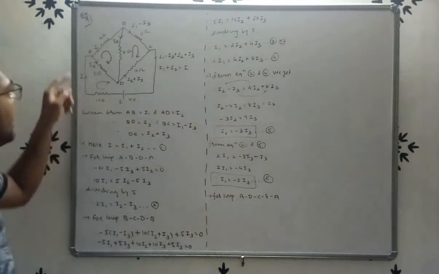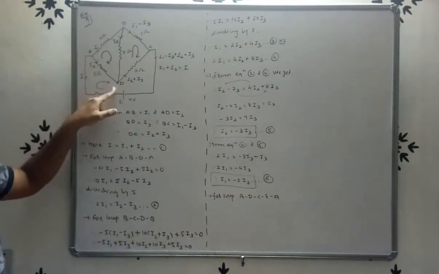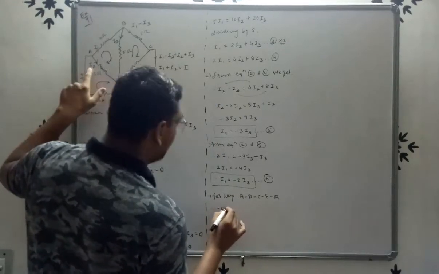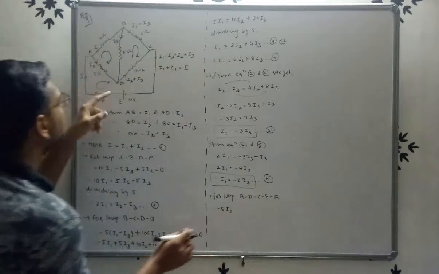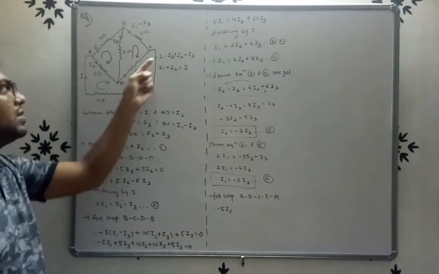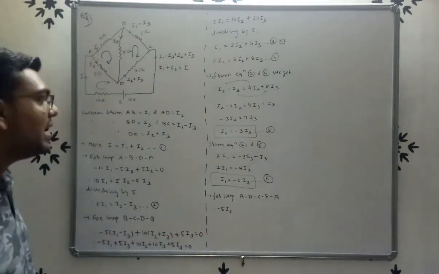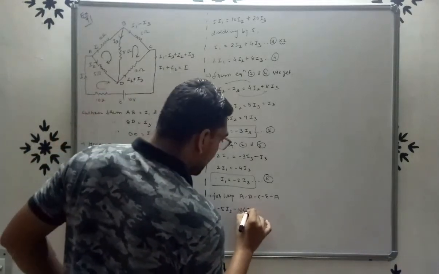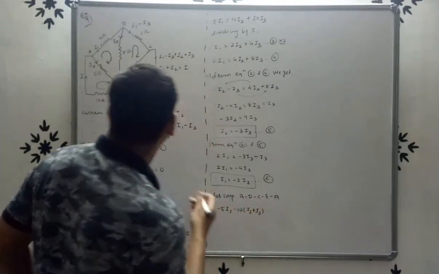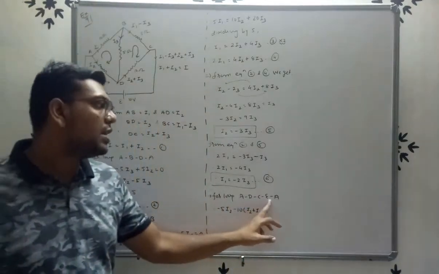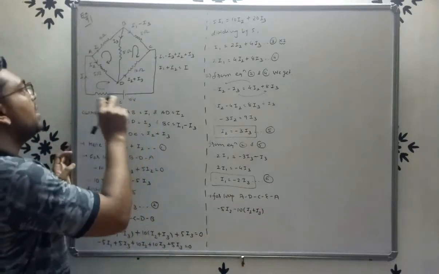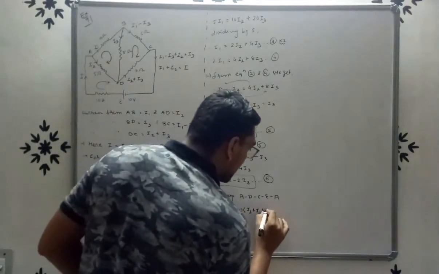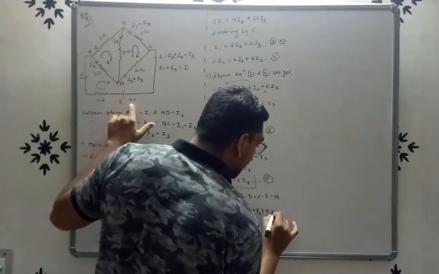So here A to D and current also from A to D. So the directions are the same. So minus IR, so minus 5 and the value of current I2. Then D to C. The direction of current is also D to C. So again IR will be negative. So minus 10 and the value of current I2 plus I3. Then C to E to A. Here this EMF goes from negative to positive. So plus E, and the value of E is 10.